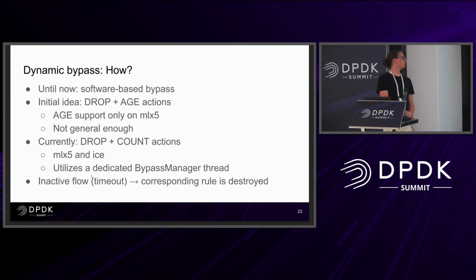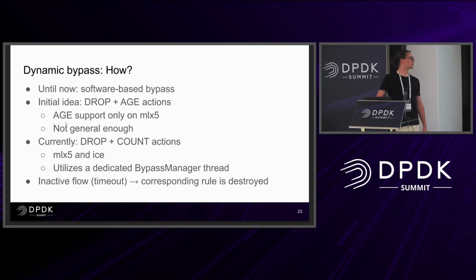And the goal again of this was to reduce load on Suricata by offloading to hardware. Until now, Suricata was doing this bypass in software, so this was more load on the CPU that we could potentially offload to the NIC, to the hardware. The initial idea was to utilize the drop and age actions. With the age action, we can set a specific timeout interval, and after that timeout the rule will generate an alert, or we can extract from the rule that the flow matched against this rule has timed out. But it was only supported on MLX5 from our hardware, so we didn't think this was general enough.